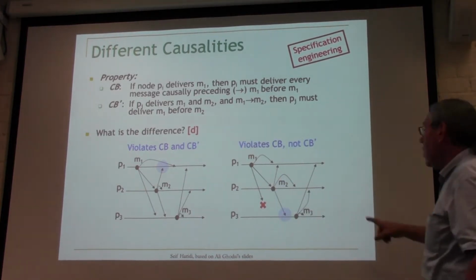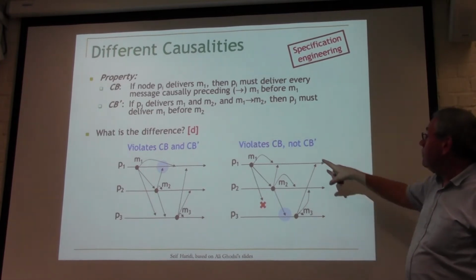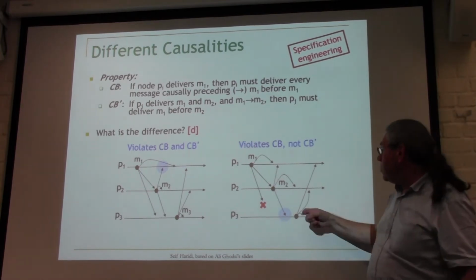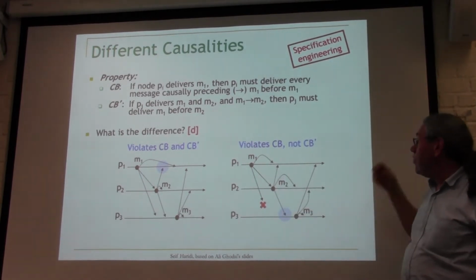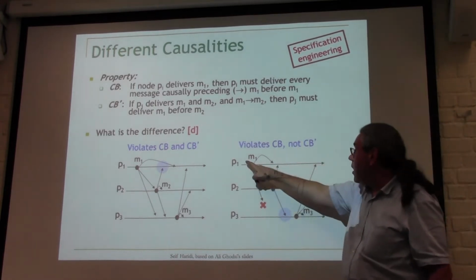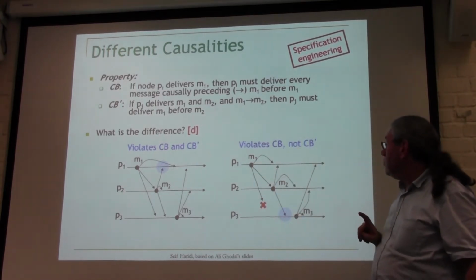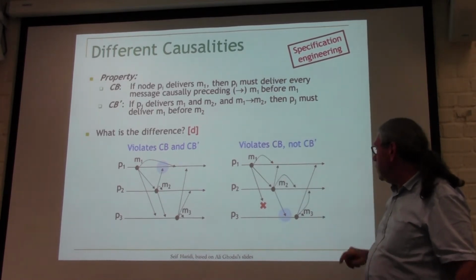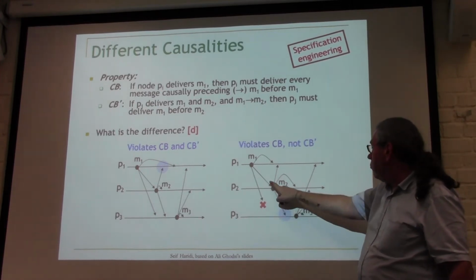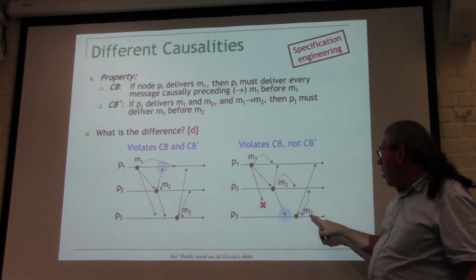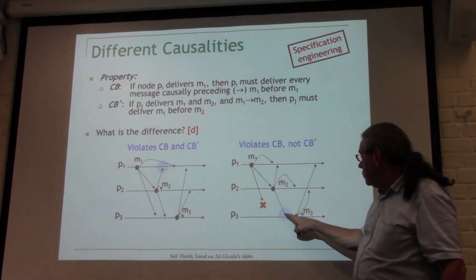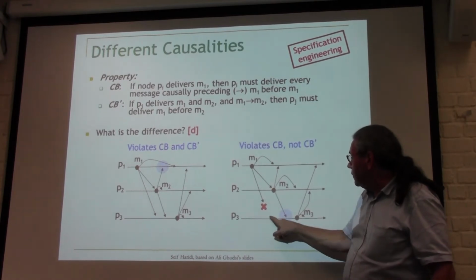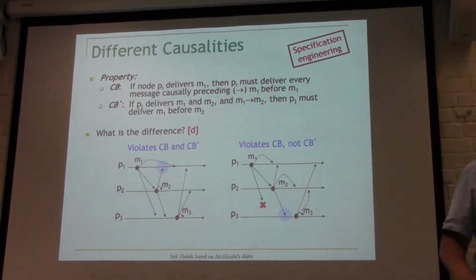But the scenario on the right is only violating CB, not CB prime. So what's going on here on the right? Okay, so again we have M1 before M2 before M3. Here on P1 we have 1, 2, 3. On P2 we have 1, 2, 3, fine. On P3 we only have M2 and M3. So M1 disappears. The message, poof, disappears. It's not delivered, okay?